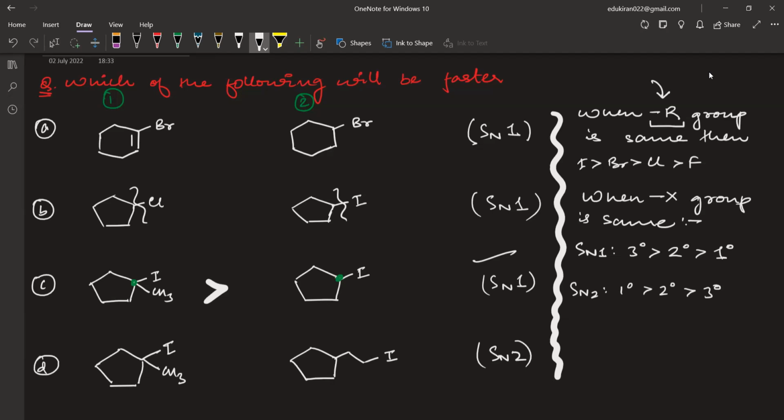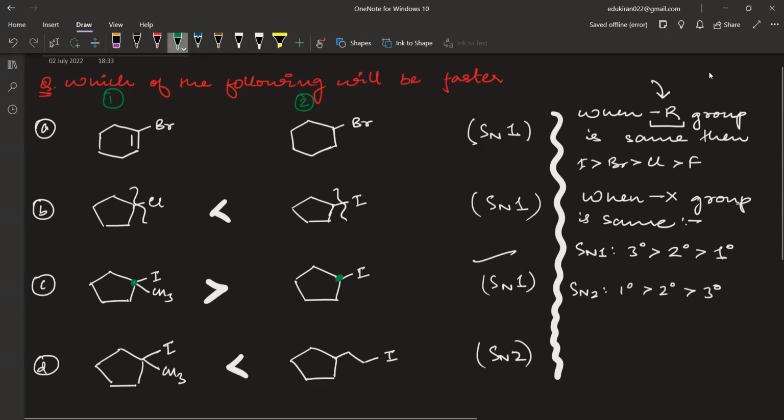Option number 2. In that too you were saying it the opposite. Now in SN1 you said it correctly, iodine will be faster. Here, in the options you have, everything is the same. Here the R group is different, and it is not different in 1 degree, 2 degree, 3 degree. It is different in the unsaturation, alpha unsaturation. So please remember, alpha unsaturation always slows the reaction.